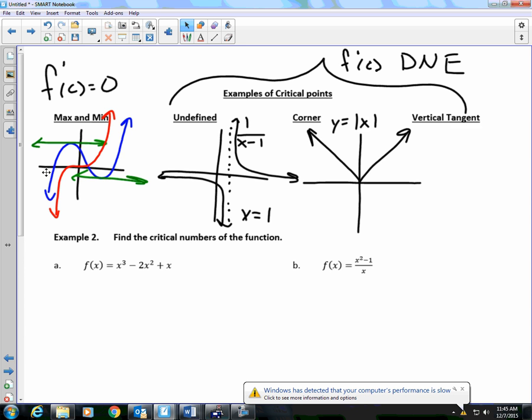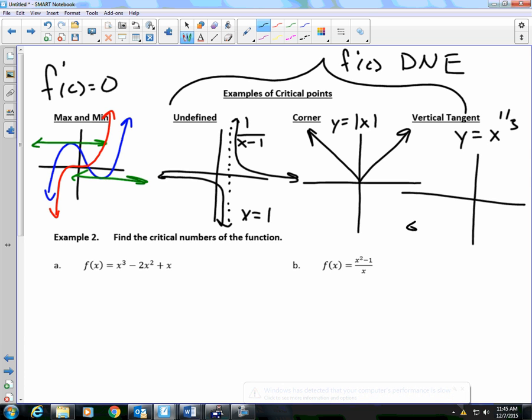The derivative does not exist at 1 here because the function is discontinuous at 1. You can't have a derivative at a discontinuity. And finally, a vertical tangent. Suppose you had y is equal to x to the 1/3. As you graph that, you get this kind of shape, and you can see that you would get a vertical tangent. What is the slope of a vertical line? Good try. Undefined. And we can't ascribe a value to undefined. So therefore, with a vertical tangent, f prime of c, the derivative, would not exist.